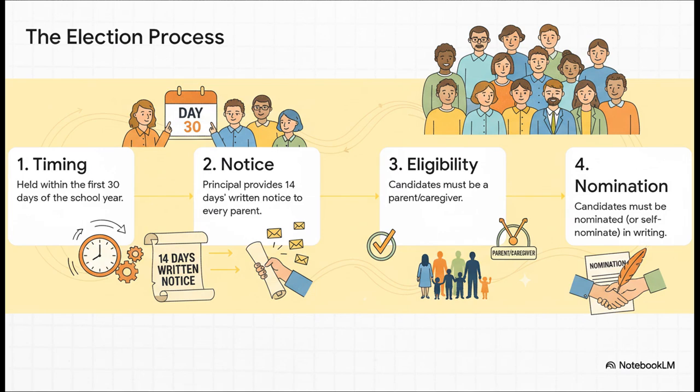The process itself is broken down into 4 clear, legally required steps. The timing is tight. You have to get it done within the first 30 days of school. That notice period of 14 days is mandatory to make sure everyone is aware and has a chance to participate. Eligibility is clear and nominations have to be in writing. Sticking to these steps ensures a fair process for everyone.